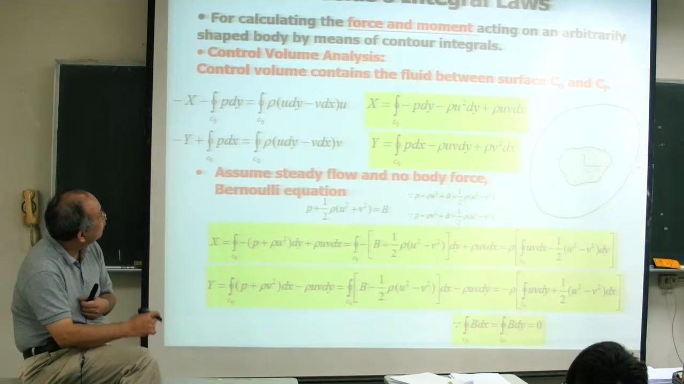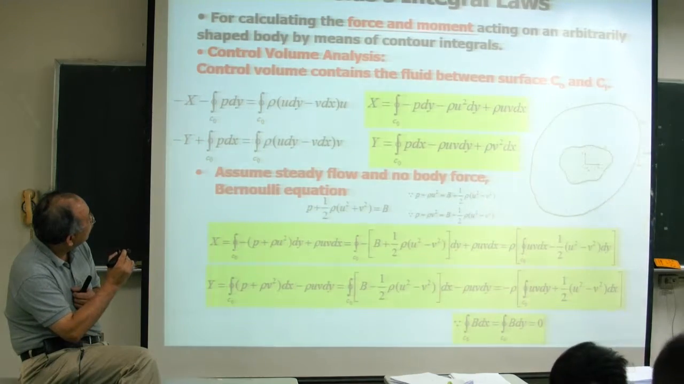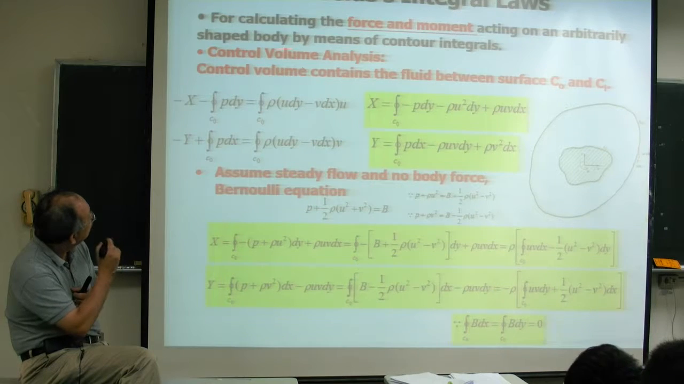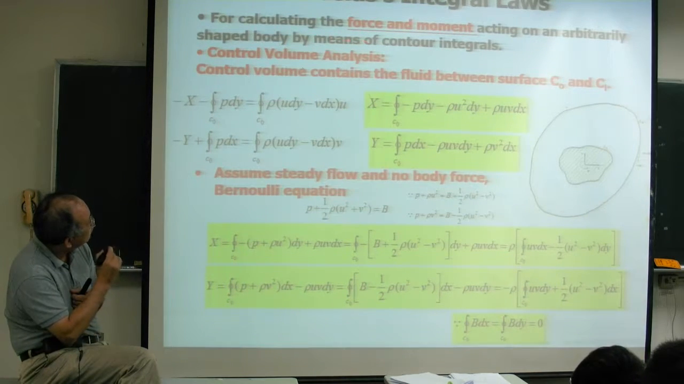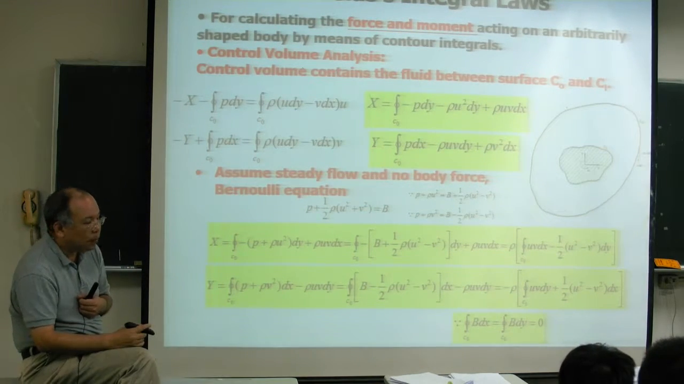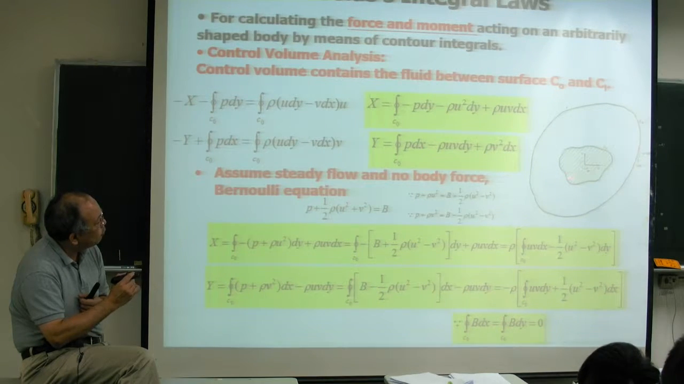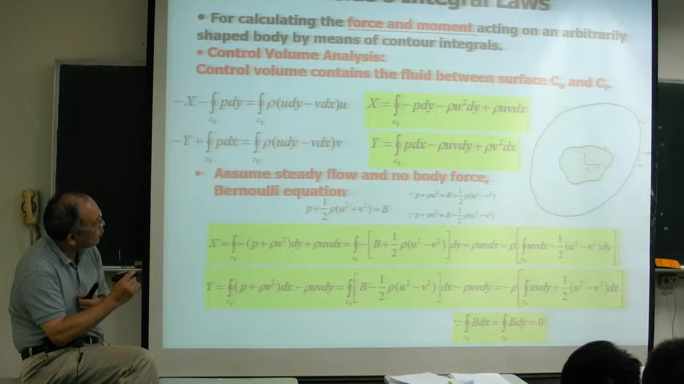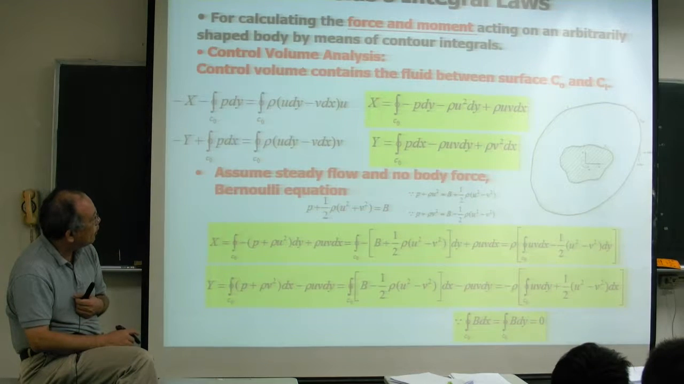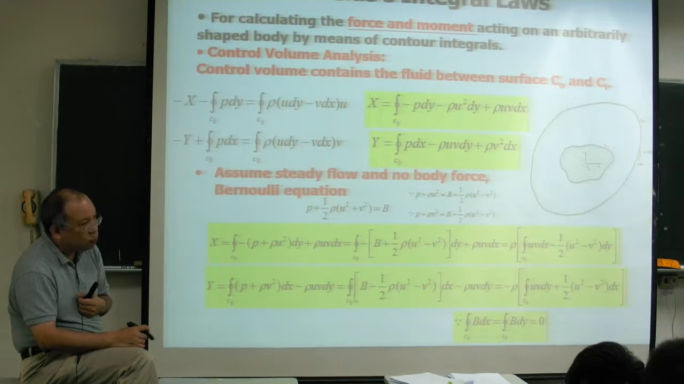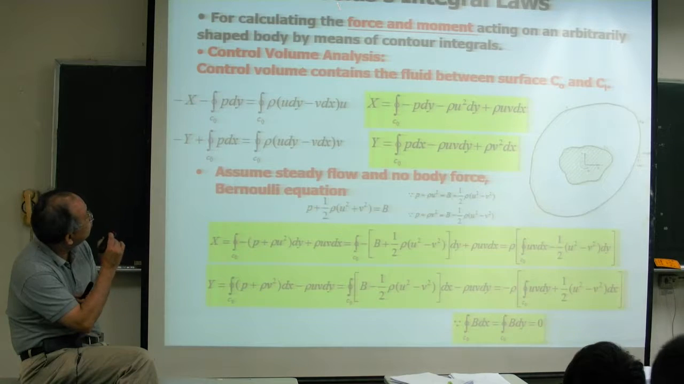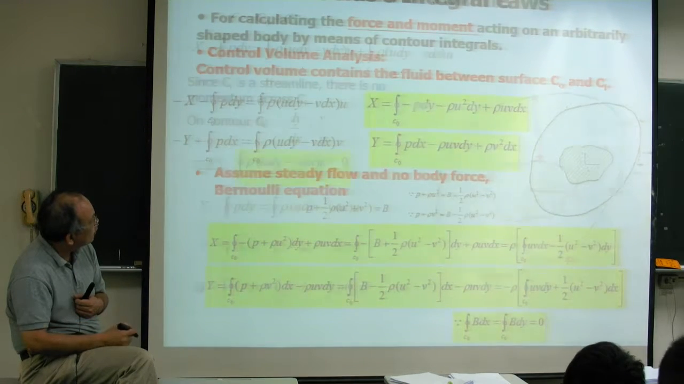And here we try to calculate the force and moment acting on an arbitrary shape of body by means of a contour integral. So we have a flow over a spatial object, any arbitrary object here. And I can show you the final result for this integral, the velocity integral law, for you to understand easily.